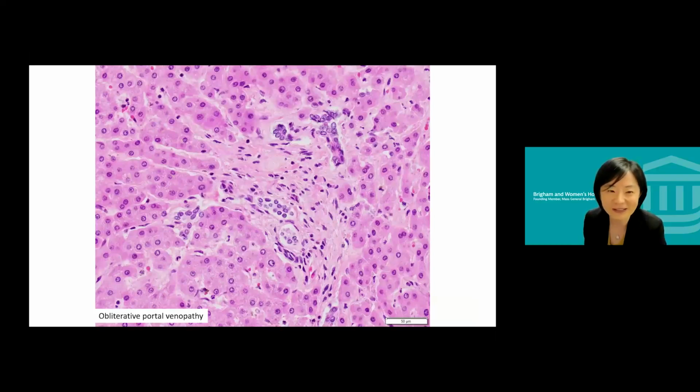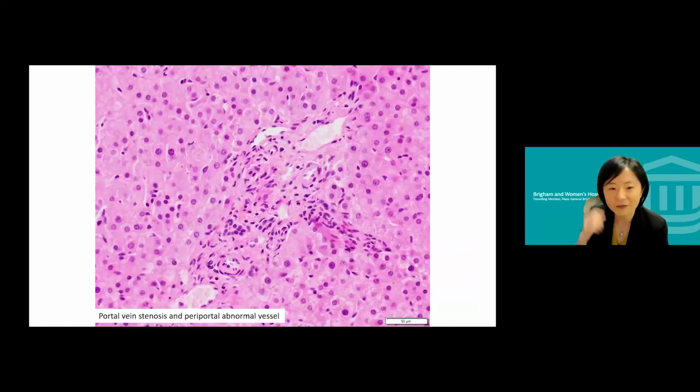Let's see some real examples. Here in the portal tract, there's occlusion of the portal vein, so this would be the obliterative portal venopathy. And so this portal tract has 2 different findings: a stenosis of the portal vein and also abnormal vessels outside the portal tract.